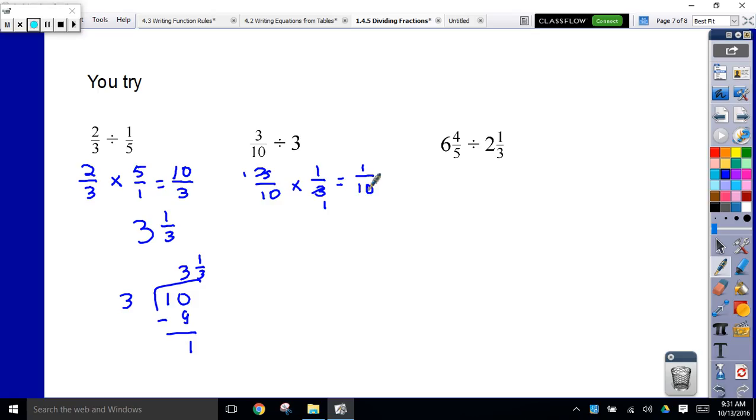Okay, last one, Jonathan. I got the other 2, but I have no idea. Okay, just tell me what to do to get started. What do we have to do to these mixed numbers? 5 times 6 is 30. Plus 4, 34. Over 5. And then we're going to have divided by 3 times 2 is 6. Plus 1, 7. Good, so we have divided by 7/3. Now what do we do to this problem? 34 over 5 times 3 over 7. Good. Excellent job.